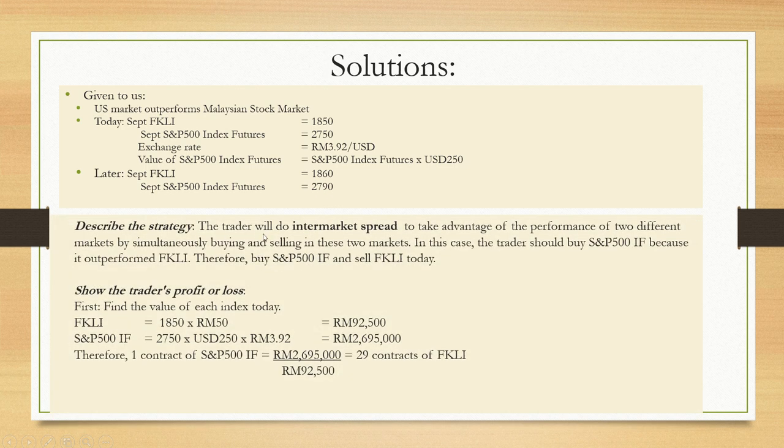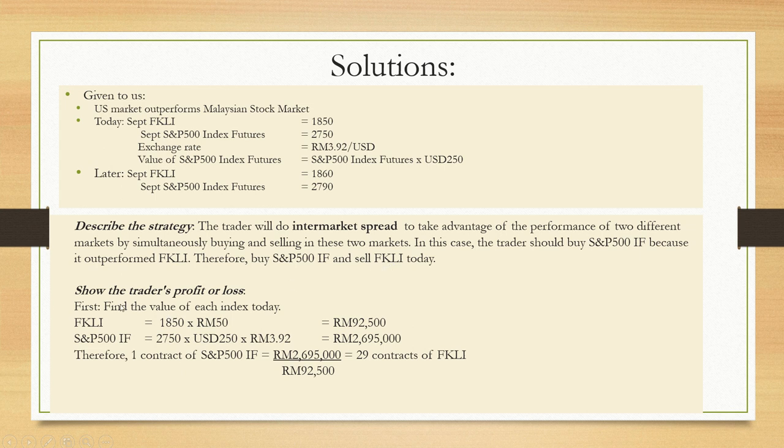So what should the trader do? The trader will do an intermarket spread to take advantage of the performance of these two different markets by simultaneously buying and selling in these two markets. So in this case, the trader should buy S&P 500 IF, which is the short form for index futures, kan? Because it will outperform the FKLI. Therefore, buy S&P 500 index futures and sell FKLI today. So that is the strategy.